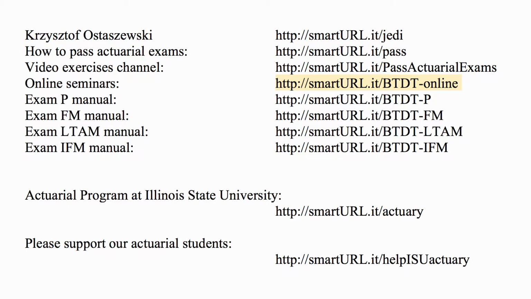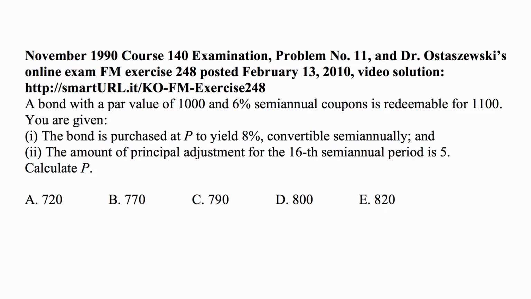I will show you the problem for today now. This is a problem for exam FM on financial mathematics. My exercise number 248, posted previously as a PDF file. A bond with a par value of 1,000 and 6% semi-annual coupons is redeemable for 1,100. You are given that the bond is purchased at P to yield 8% convertible semi-annually, and the amount of principal adjustment for the 16th semi-annual period is 5. Calculate P, the price of the bond.